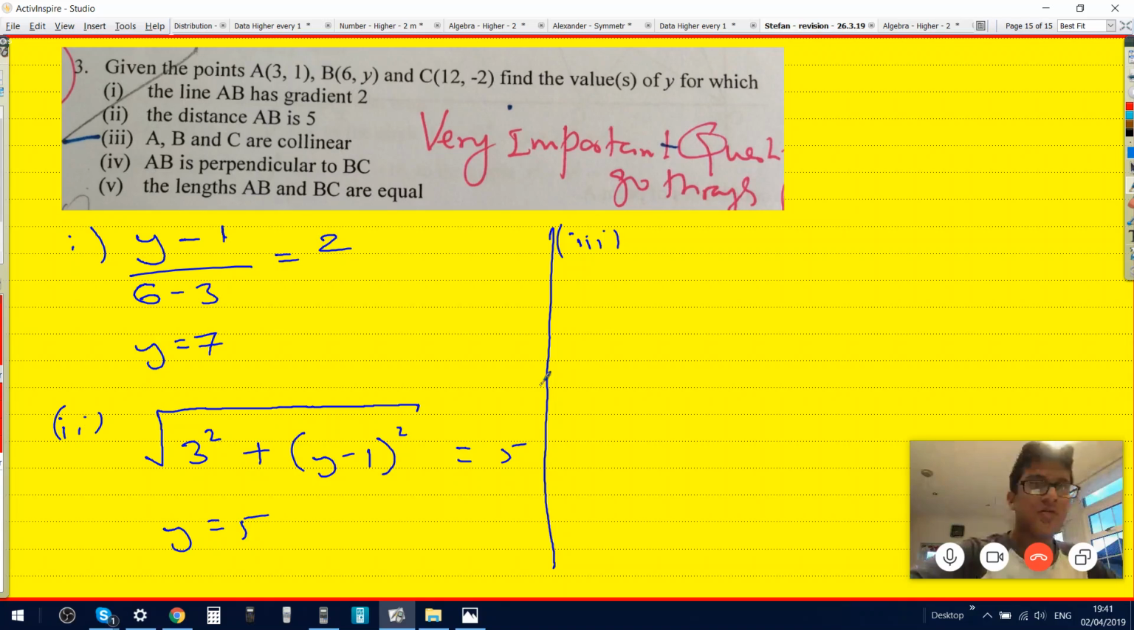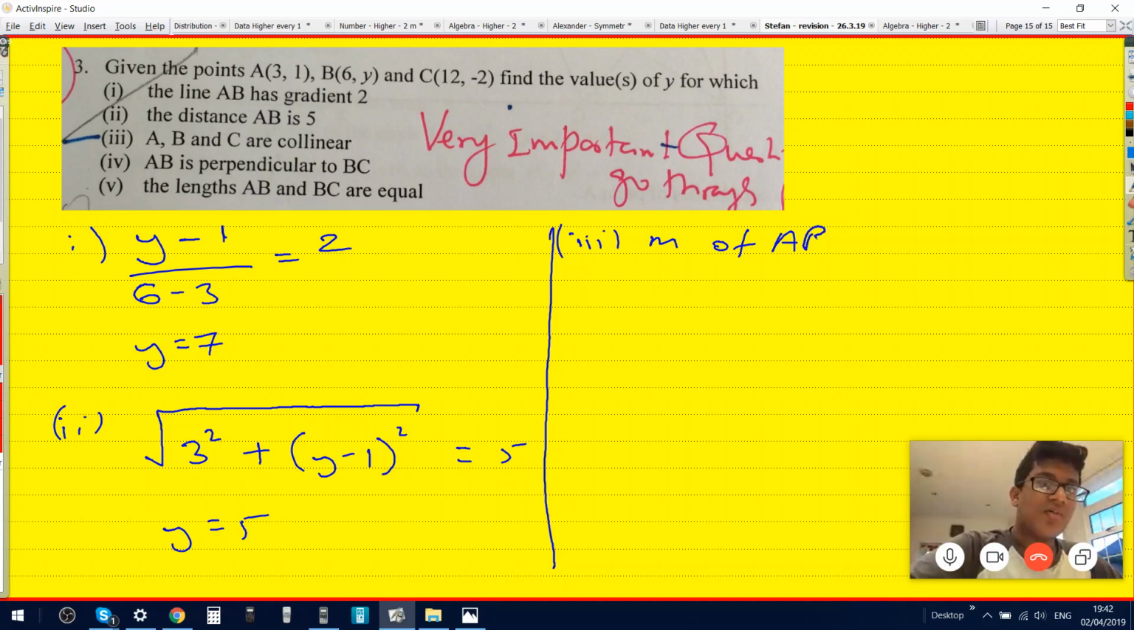A, B, and C are collinear. Do you know what collinear means? That means they lie on the same line. So how would you go about that? The gradient must be the same for all points, I think. Yeah.